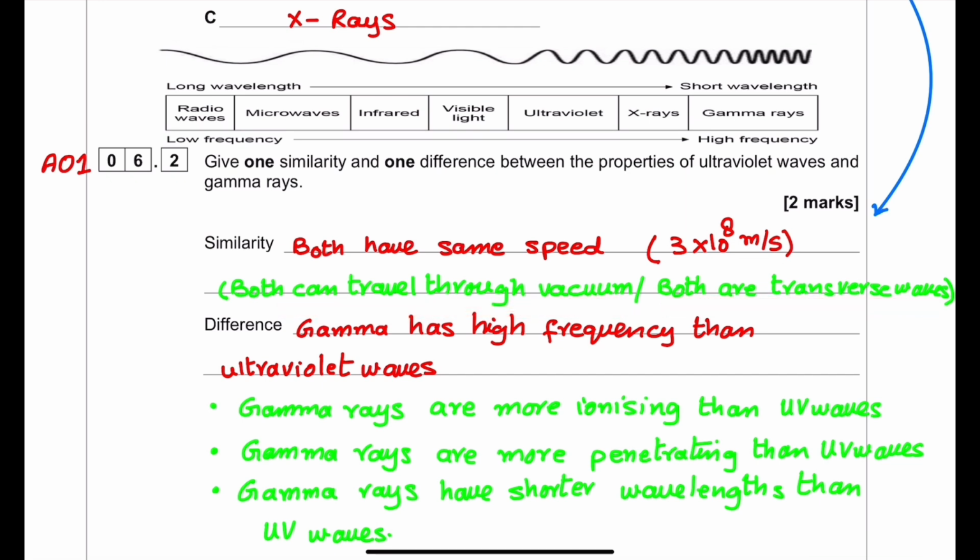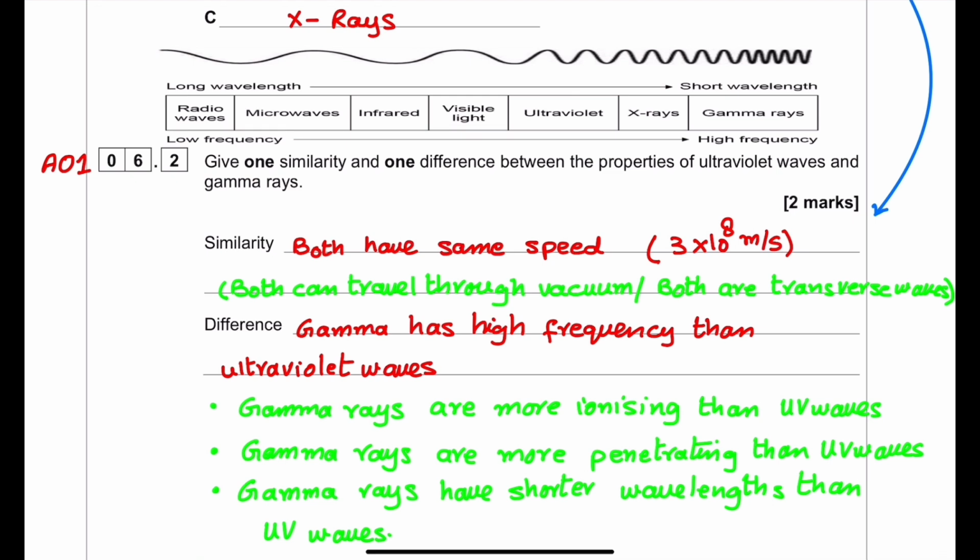The student can pick one of the differences. Gamma rays have higher frequency than ultraviolet waves. Gamma rays are more ionizing than ultraviolet waves. Gamma rays are more penetrating than ultraviolet waves because of having high energy.